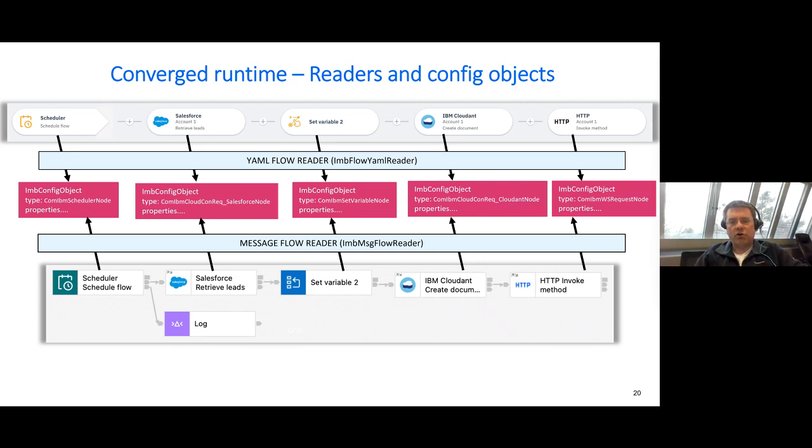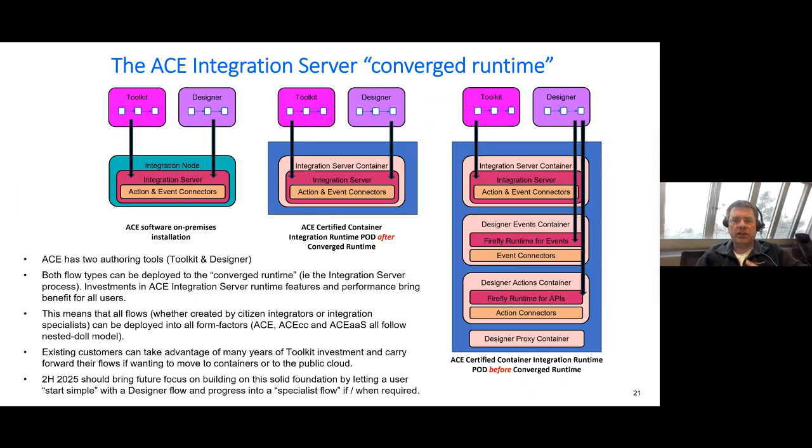So genuinely, this is not converting the build time artifact of one flow type into another and then deploying it to a common runtime. This is genuinely teaching our runtime process all about those different flow types. And that's quite a powerful message, particularly when we think about where we might go next with the product.